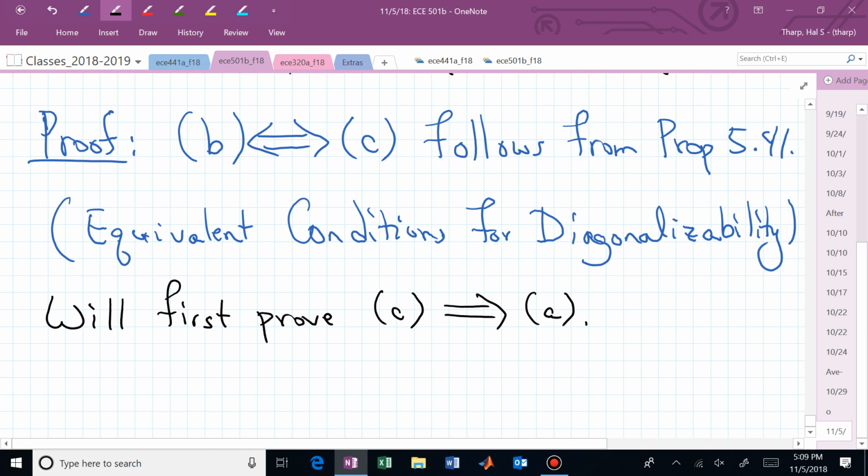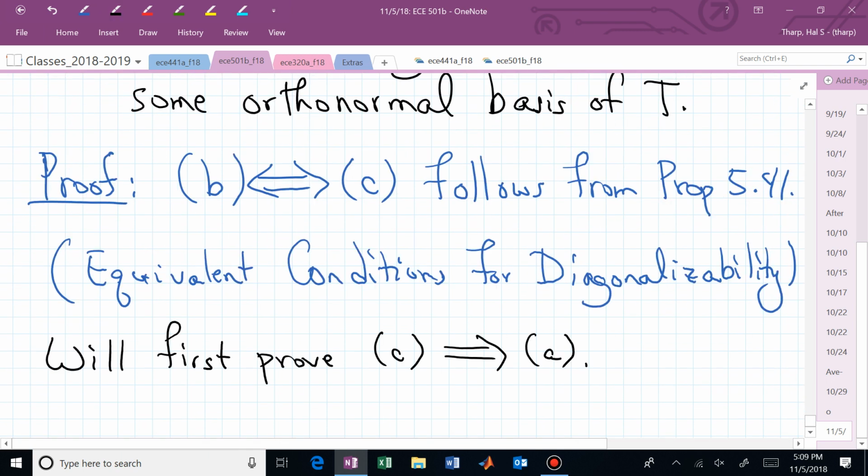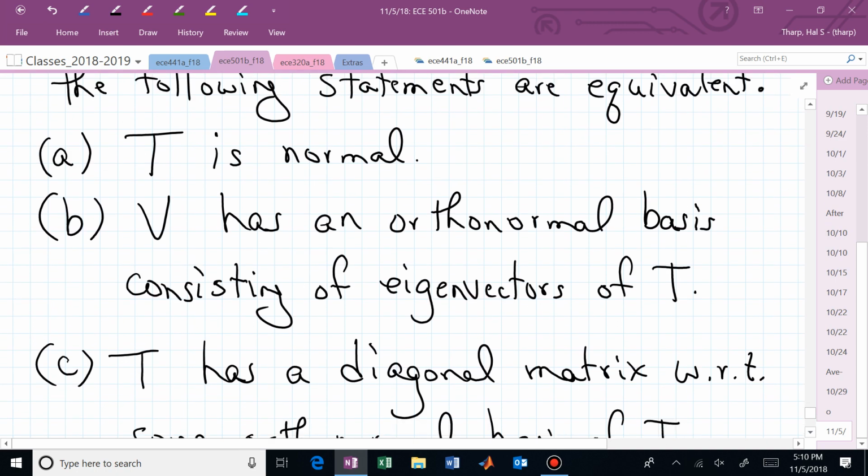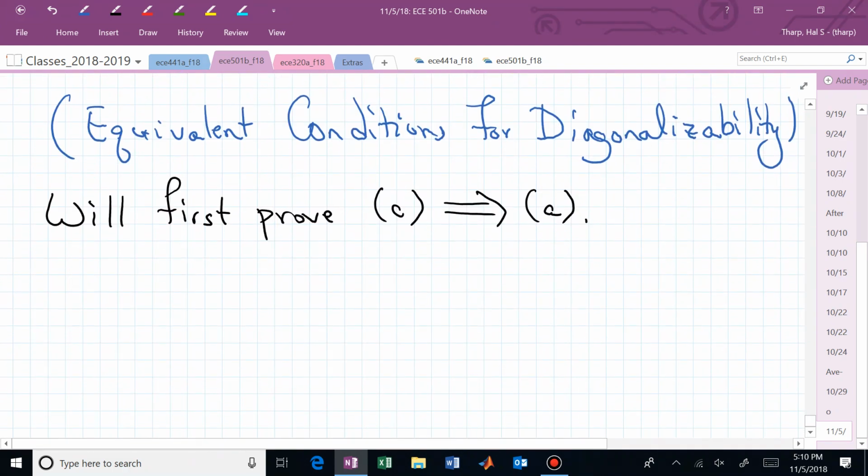T is normal. So if we can diagonalize what was C, T has a diagonal matrix with respect to some orthonormal basis of T. So now we can just say we have an orthonormal basis that allows us to diagonalize the matrix T. And now we can basically try to show that T is normal. So now let's do that. Here is C implying A.